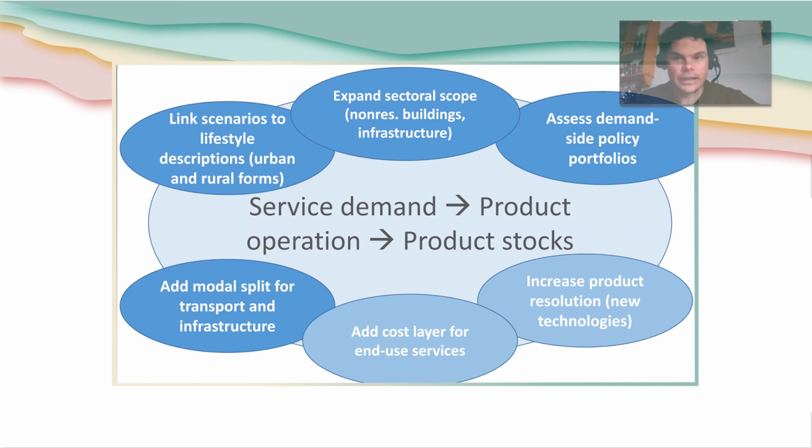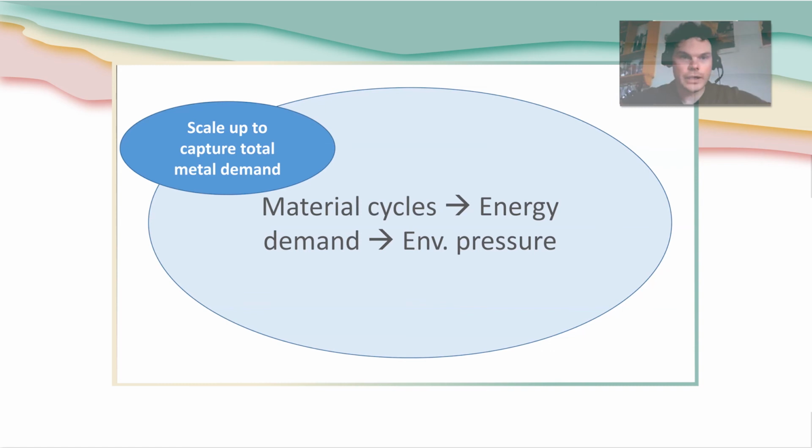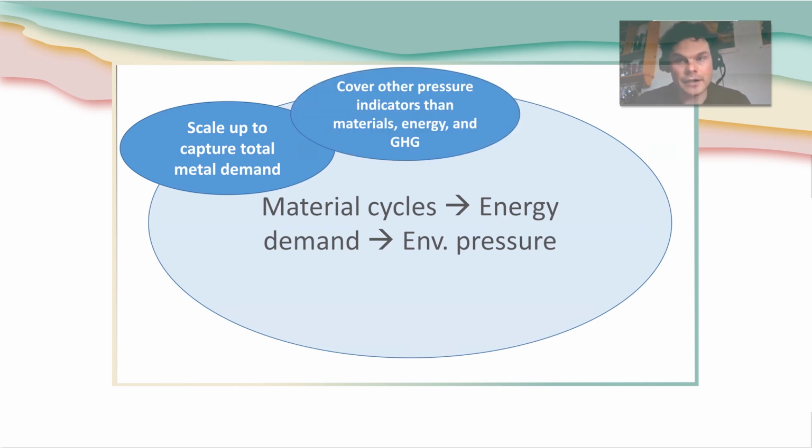And of course, inserting new technologies is something that we want to talk on. Then downwards, material cycles to energy to impacts. Of course, at some point, it would be good if such detailed models capture the entire metal demand, so that we really can see in which sectors the metal will go in the future and where it will come back as scrap. Having environmental impact indicators other than the ones we capture already is definitely important, especially the land footprint that was mentioned already as well.